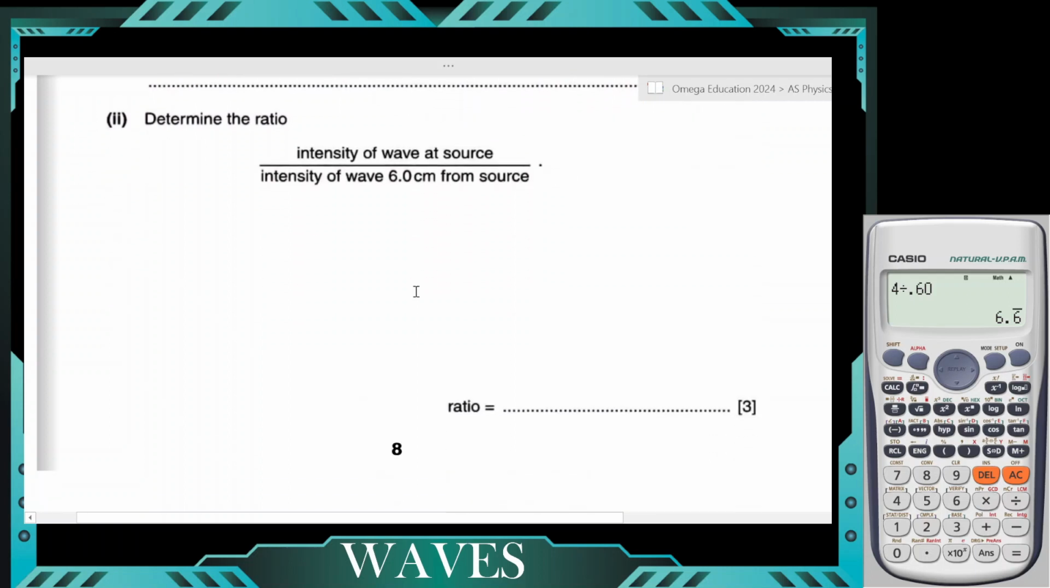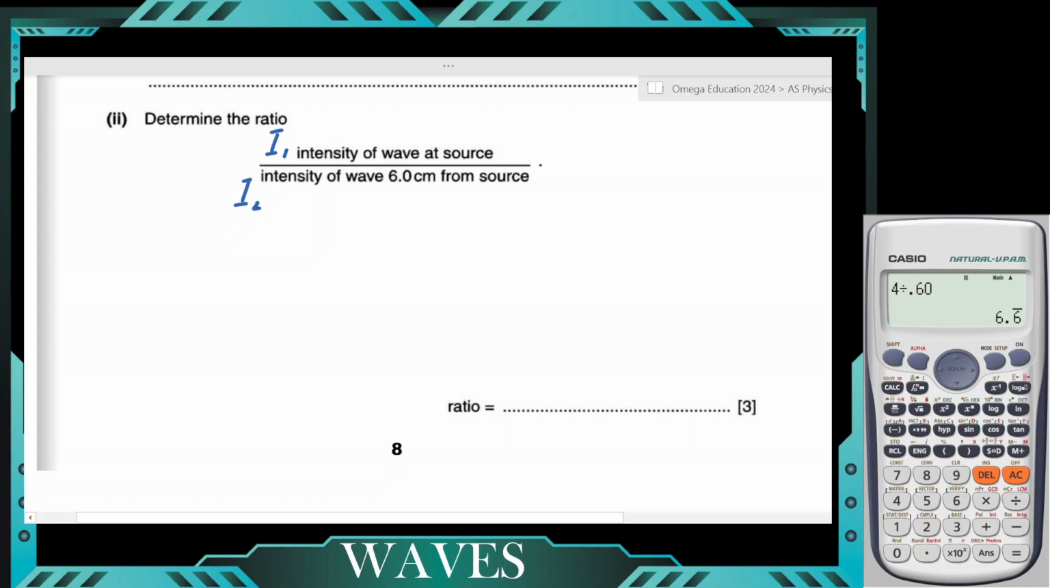And this is the main question, the main event for today. Determine the ratio of the intensity of the wave at the source to the intensity of the wave 6 centimeter from the source. So you need to find the ratio of the intensity. Let's call the first one I1 when you're standing at the source, and let's call the second one I2 when you stand 6 centimeter away from the source. So which graph is going to be useful for us? 5.1 or 5.2?